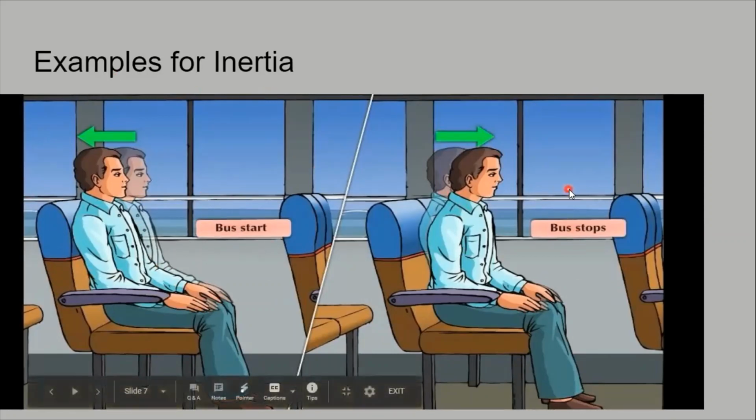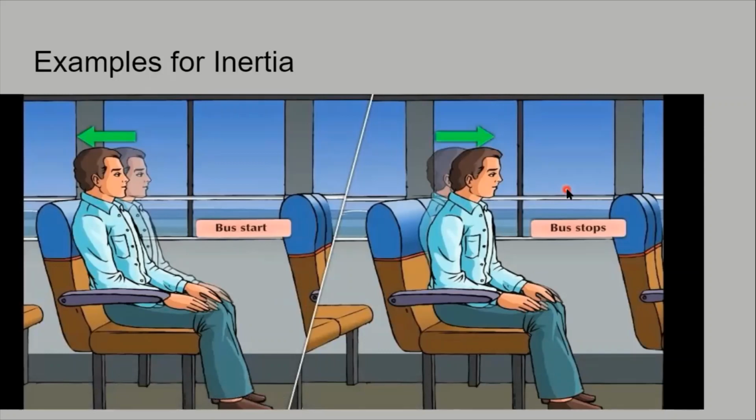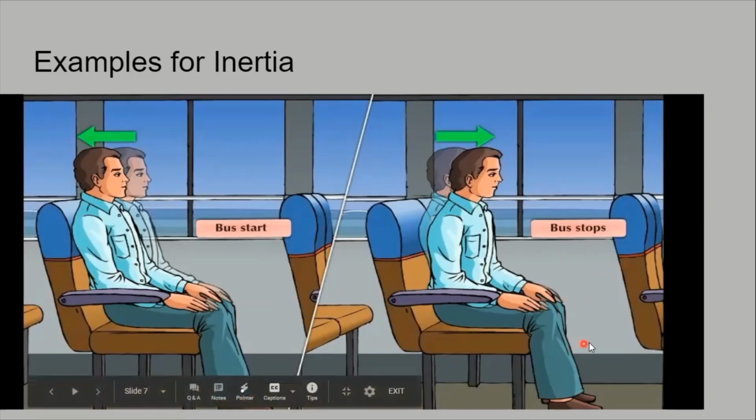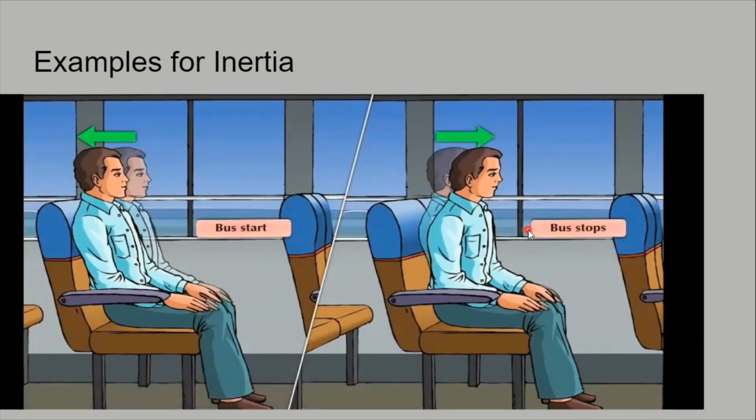Now let's see the second case. When a moving bus comes to a sudden halt, the passengers sitting in it fall forward. This is because when the bus comes to a sudden stop, the lower portion of our body comes to a state of rest, but the upper portion of our body still continues in its state of motion. It is because of the inertia of motion of the upper portion of our body that we fall forward.